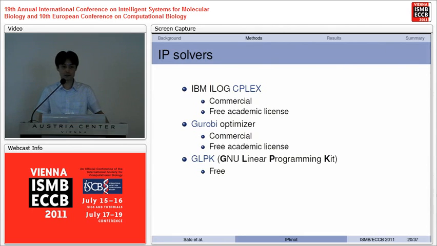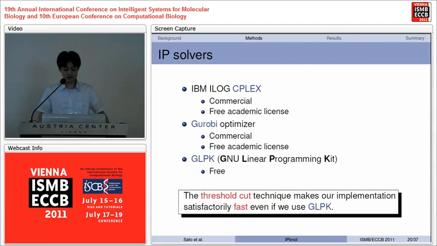In general, IP-based methods are very, very slow for huge problems. However, in our implementation, the threshold cut technique makes our implementation fast enough even if we use the free IP solver, because the threshold cut technique allows us to reduce the search space.